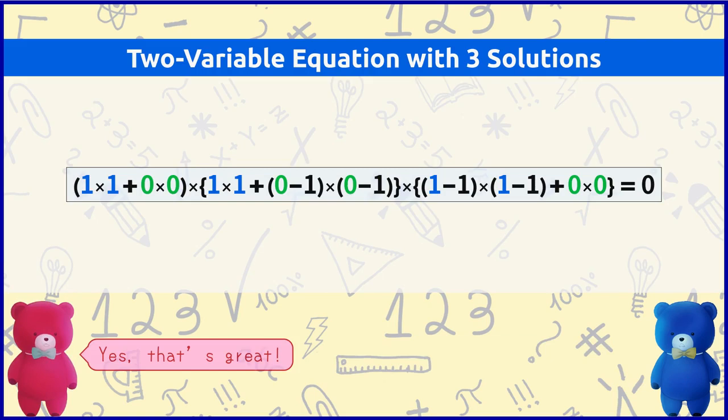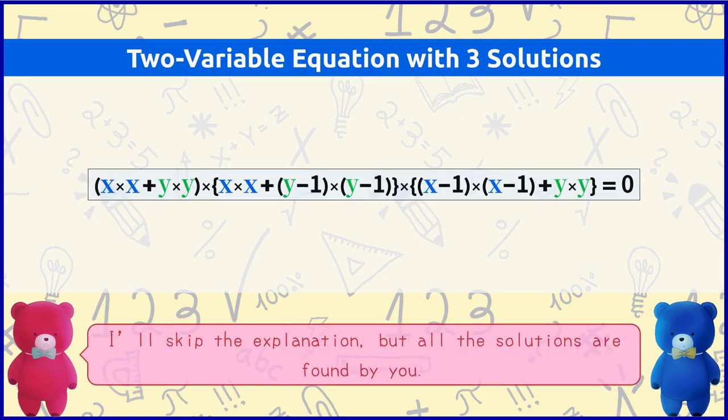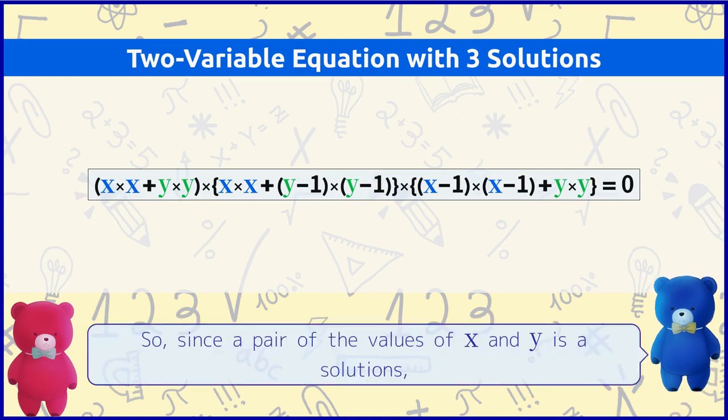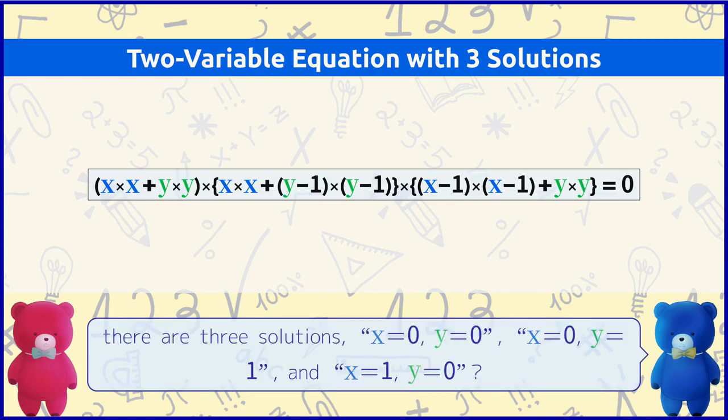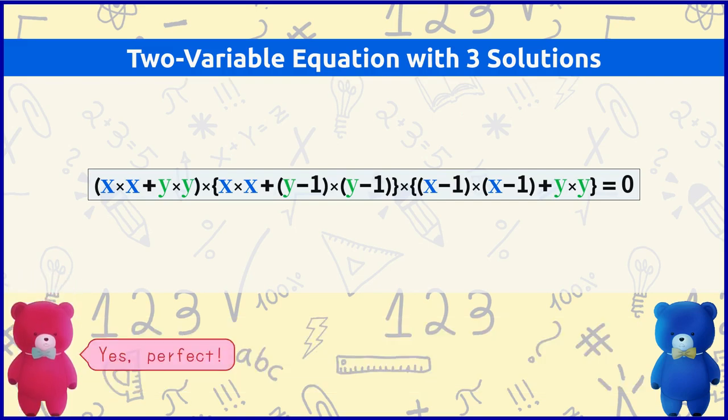Yes, that's great. I'll skip the explanation, but all the solutions are found by you. So, since a pair of the values of x and y is a solution, there are three solutions: x equals 0, y equals 0; x equals 0, y equals 1; and x equals 1, y equals 0. This is perfect.